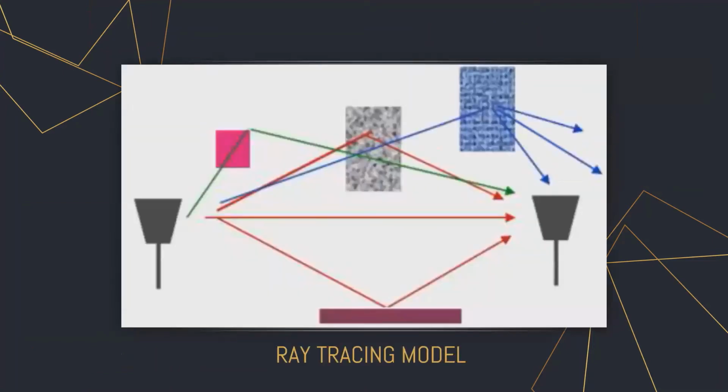Next is the ray tracing model. It takes reflection, scattering, and diffraction phenomena into account. From the picture here, red lines are reflections, blue lines are scattering, and the green line is diffraction. Since there are many reflections or diffractions, the receiver may receive many signals. The model requires site geometry and dielectric properties.